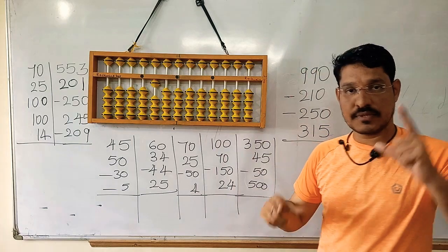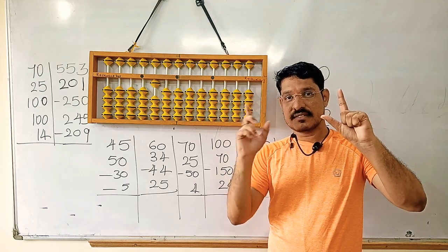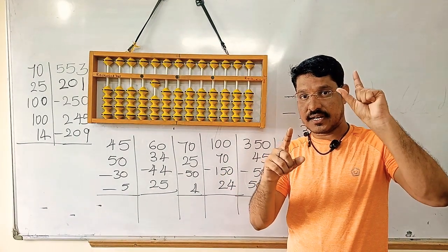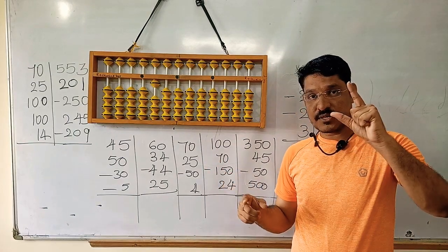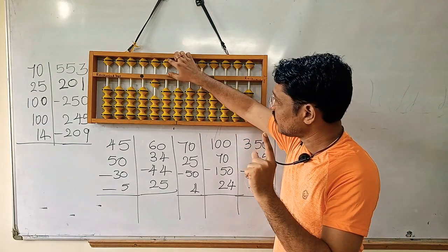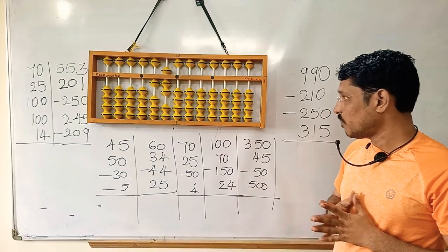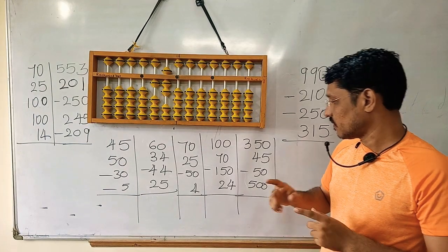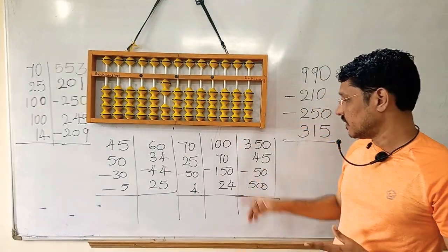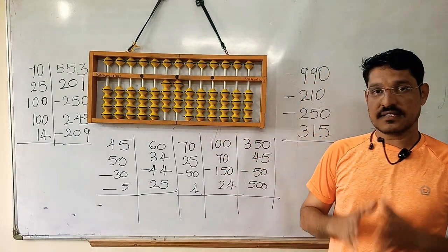Here 100 means use this hand for the hundreds also. Only one, and the remaining two rows will be empty. Then plus 70. I have already done the 100, so for the second row, how to do 70? 5, 6, 7. Total is 170. Then minus 150: minus 100, minus 50, total minus 150. Then plus 24. Answer is 44.